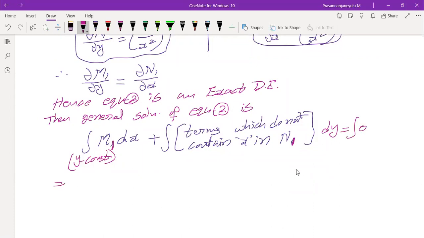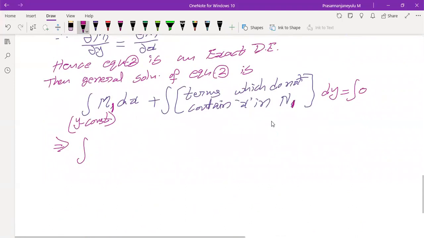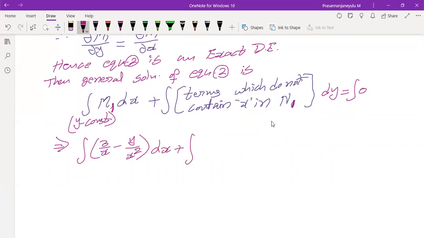Now substituting M1 and N1. The integration of M1, and M1 is 3 by x minus y by x square, into dx, plus, on the first integration, y constant.